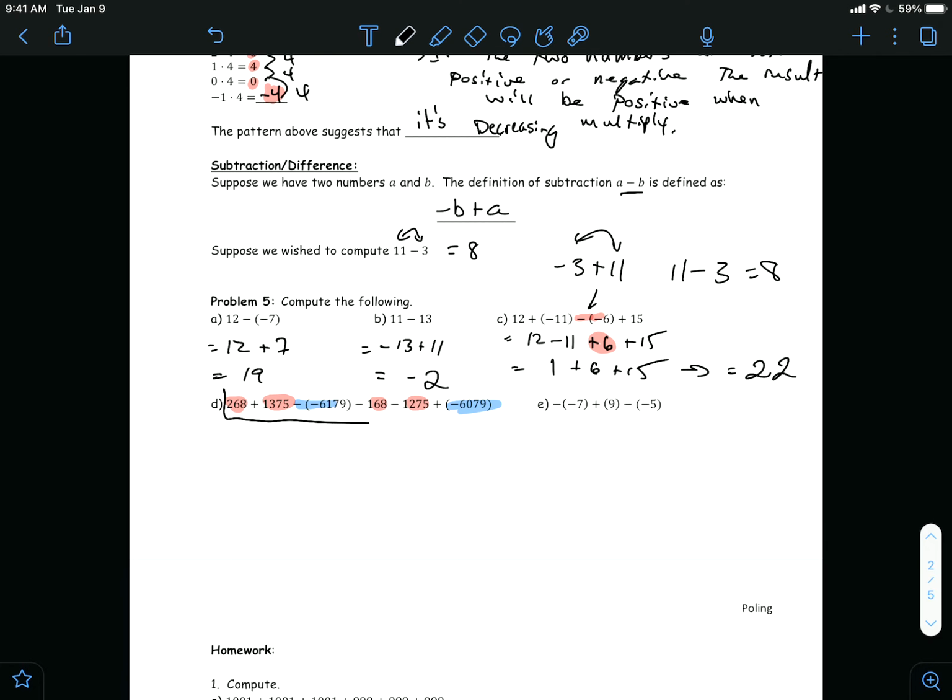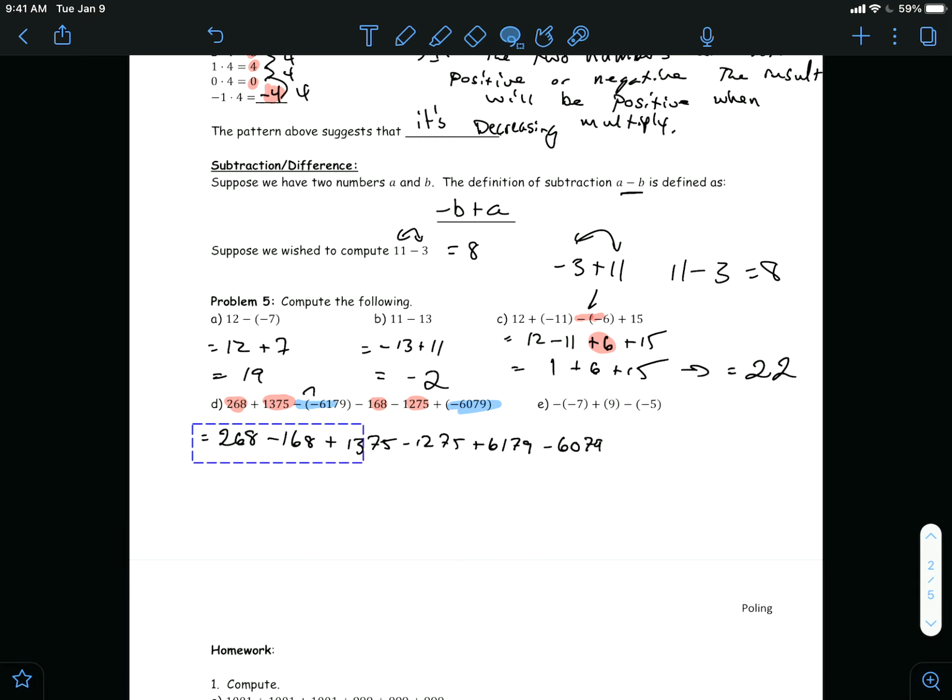Looking at this, it freaks me out right off the bat. When you start looking at it a little longer, you're like, okay, it's not so bad, right? If I were to play around with it, if I went 268, take away 168, plus 1375, take away 1275. Two negatives make a plus. Plus 6,179, take away 6,079.